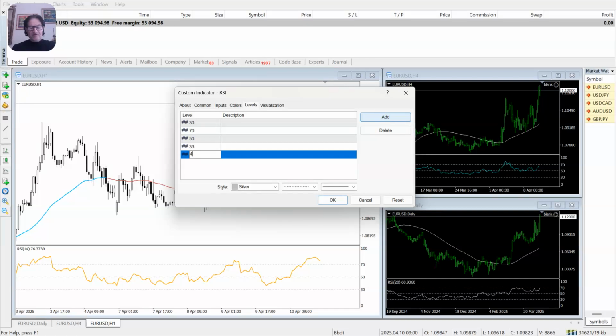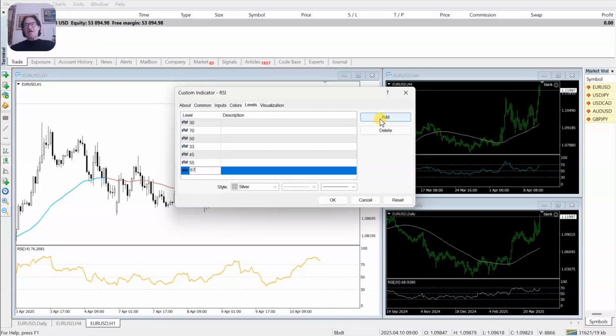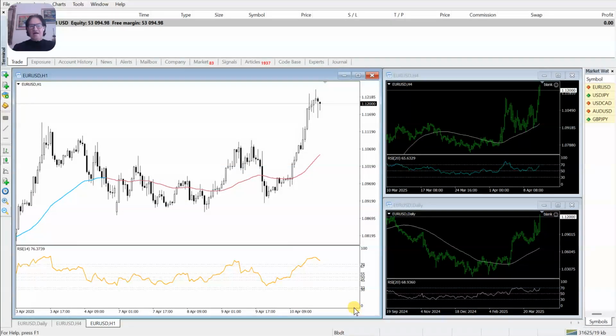Now we type in 45, which is our sell entry buffer zone. Click on add twice. Now we add 55, which is our buy buffer zone. Now we click on add twice again. We add 67, which is our overbought buffer zone. Click on add once. Click on OK, and now you can see you have multiple lines here.